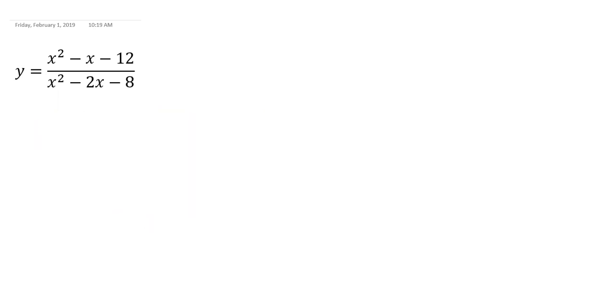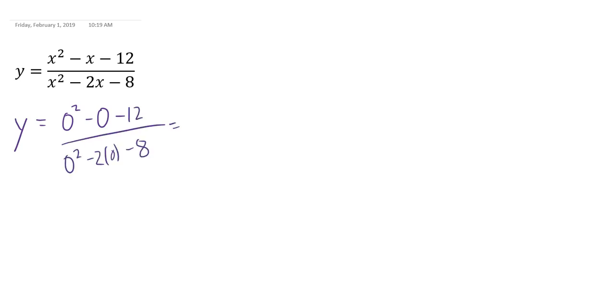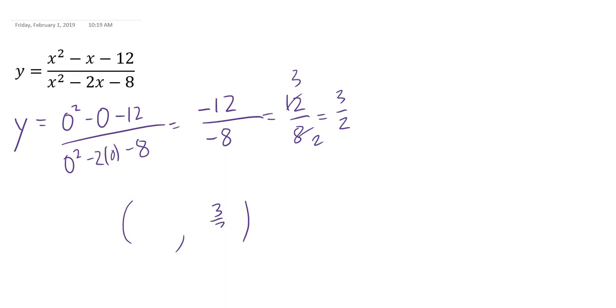One more. I plug in a 0 for x. I get 0 minus 0 minus 12 over 0 minus 0 minus 8. That's going to be 12 over 8, which if I cancel a 4 out of both of them, I get 3 over 2. Apparently my y-intercept is 3 over 2. The x-coordinate, of course, is 0. Always for a y-intercept, x-coordinate is 0. Y-coordinate is whatever I get if I plug in a 0 for x.